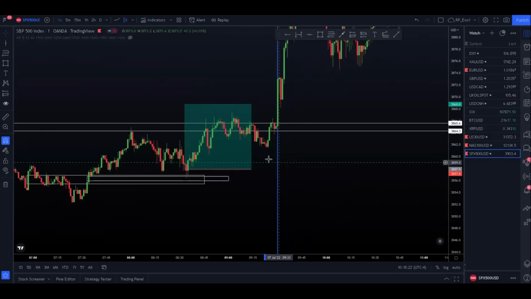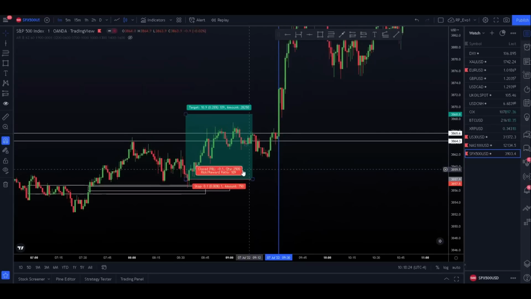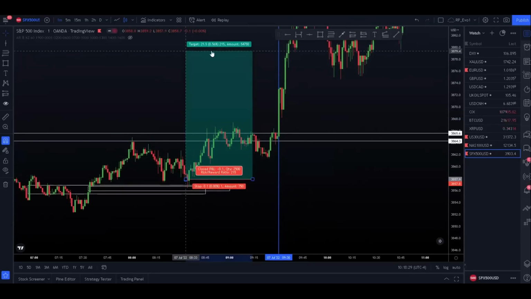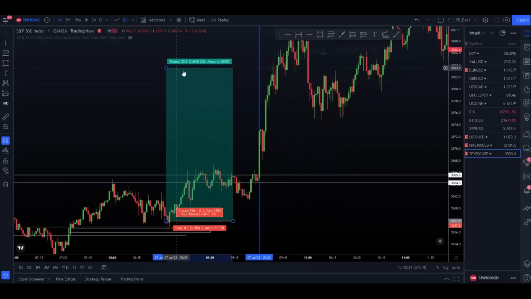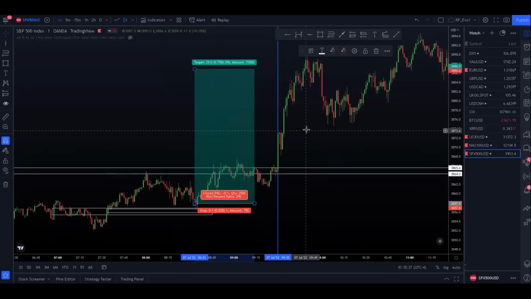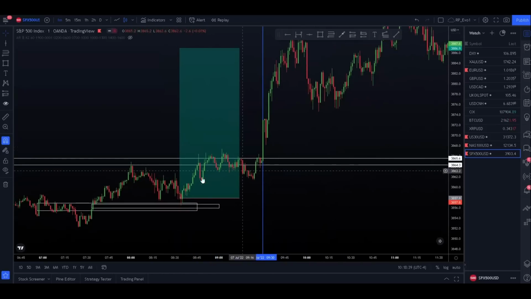If it takes you out, you made some partial profit. If it goes in your favor, great. This was an explosive move, so your last partial makes a huge return, huge R. That's kind of how my approach is.